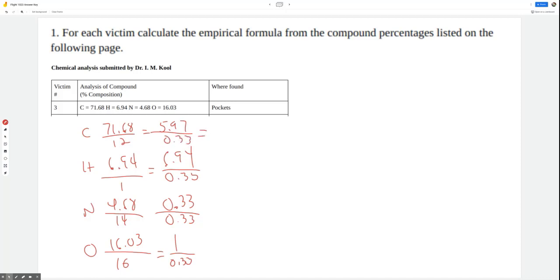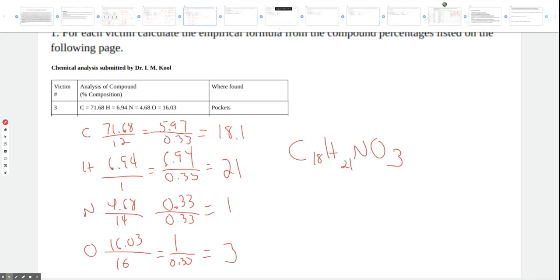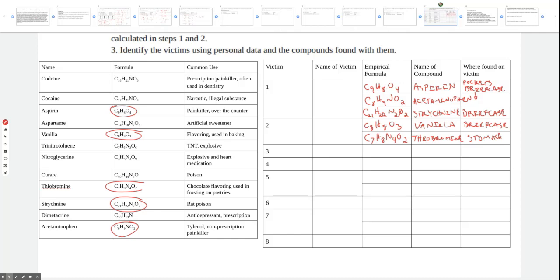All right, so now when we do this out, we get 18.1, we get 21, we get 1, and we get 3. So the 18 is close enough. I'm going to round it. We've got C18H21NO3. All right, filling in the table. C18H21NO3. That compound is codeine. And it was found in that victim's pocket.